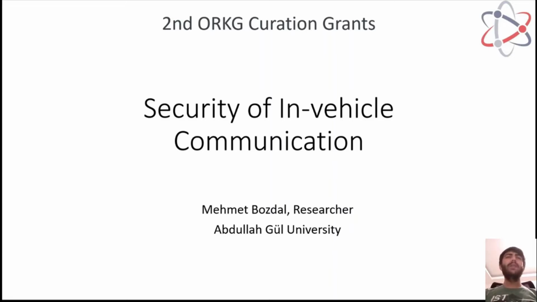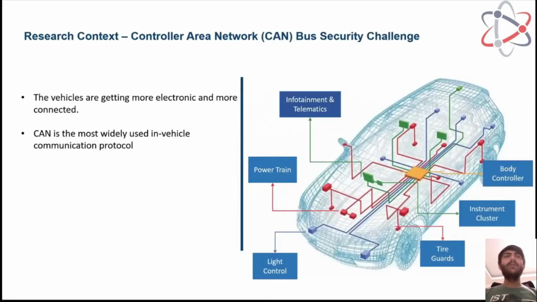First, I will give you a brief introduction about my research. Vehicles are getting more electronic and more connected each day. This is a shift underlying electronic control units, ECUs. ECUs are distributed all around the vehicle and control one or more functions of the vehicle, like light, powertrain, and infotainment system. Each ECU communicates with the others via an in-vehicle communication protocol, and CAN bus, Controller Area Network, is the most widely used in-vehicle communication protocol.